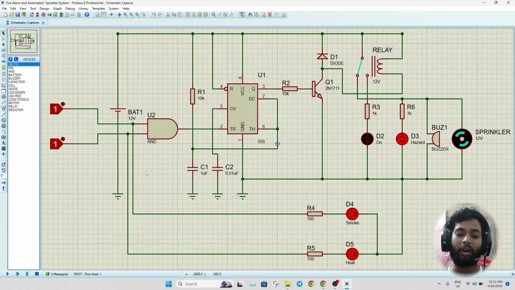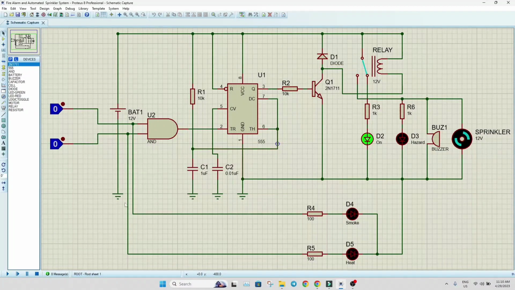So this is how our fire alarm and automated sprinkler system works. This is very effective in putting out fire automatically before the situation gets out of control. Thank you for watching. Here is the full simulation once again.